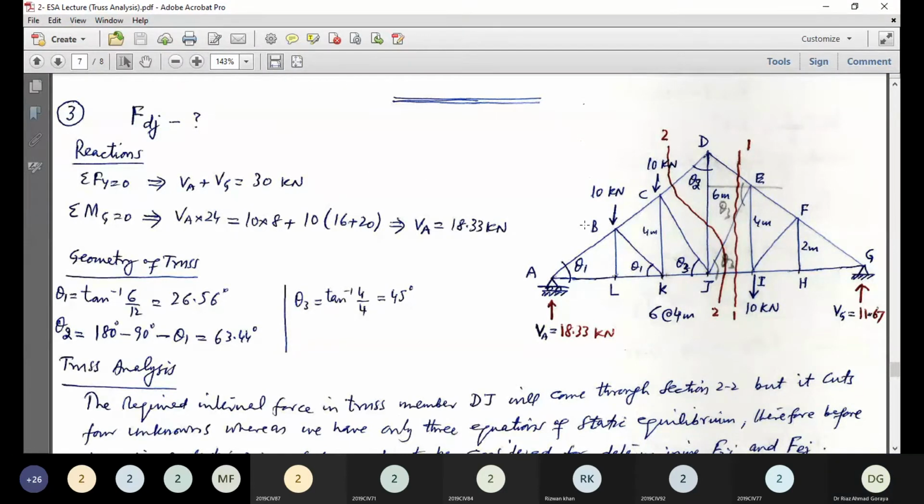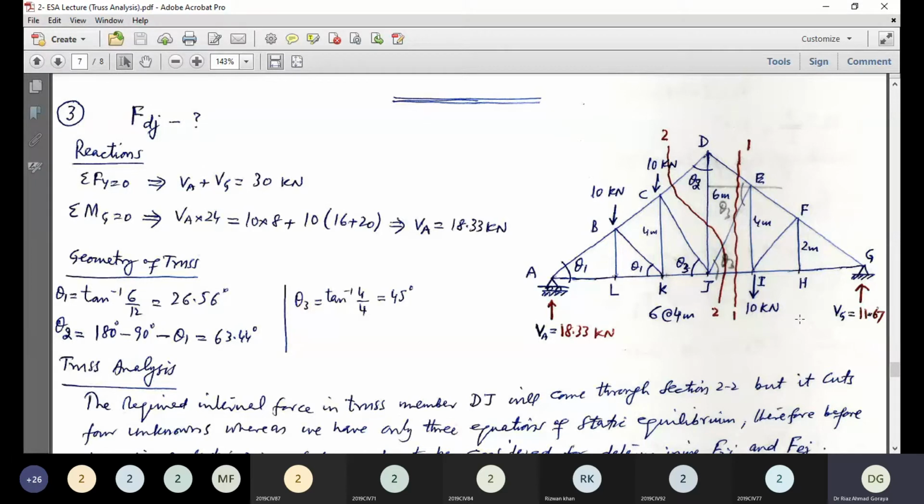There are 3 loads, 10 kilonewton at B, 10 kilonewton at C, and 10 kilonewton at I. So sigma Fy and sigma M about G equal to 0, so we will get VA 18.33 kilonewton and VG 11.67 kilonewton, because the sum of these two has to be equal to 30 kilonewton.